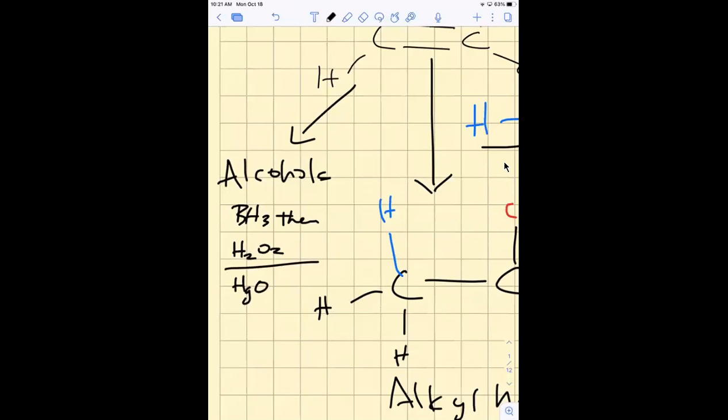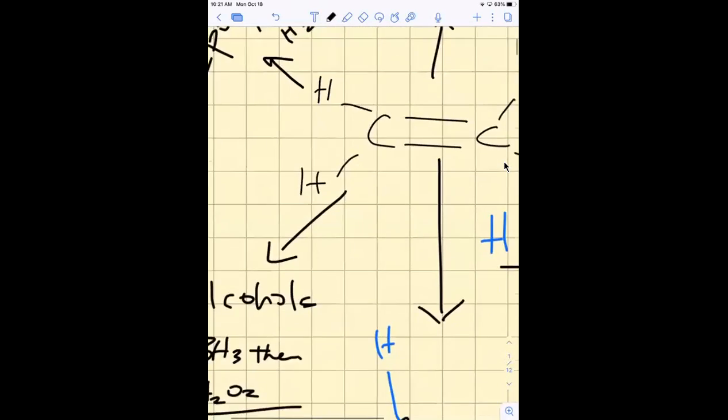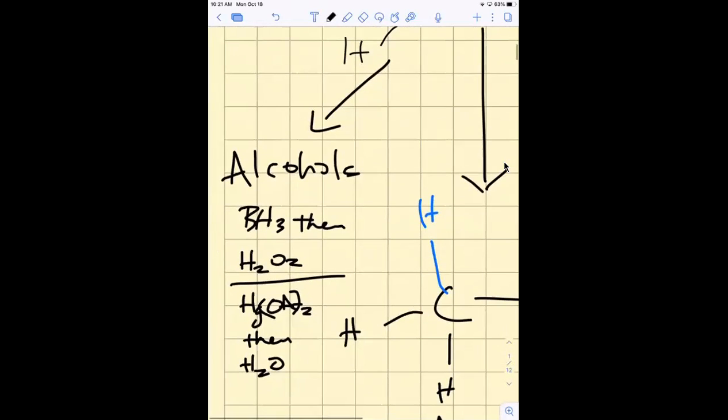I have a question. Go ahead. What does the first one say? The reagent up here? No, under alcohol. Oh, it's BH3. It's a two-step process. Yeah, and then the second one is mercury acetate.